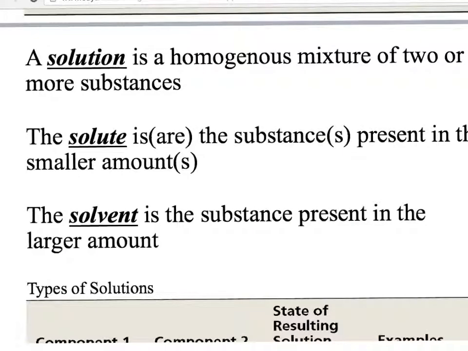A solution is a homogeneous mixture of two or more substances. The solute is the substance present in the smaller amount. The solvent is the substance present in the larger amount. So, homogeneous mixture, homo means the same. You have to have two or more substances that combine together and you have the same solution.